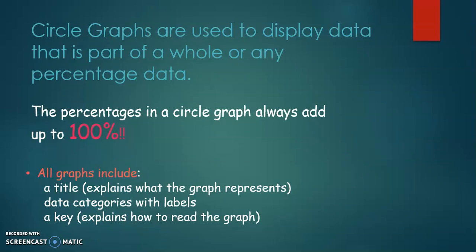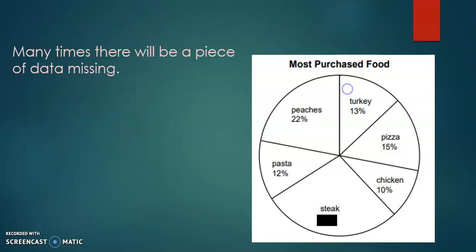Circle graphs are used to display data that is part of a whole or any percentage of data. It's important that we remember that all circle graphs add up to equal 100%. There's no way to have more than 100% on a circle graph, and we don't want to have less than 100%. We want all of it included in the graph. So many times there's going to be a data point missing.